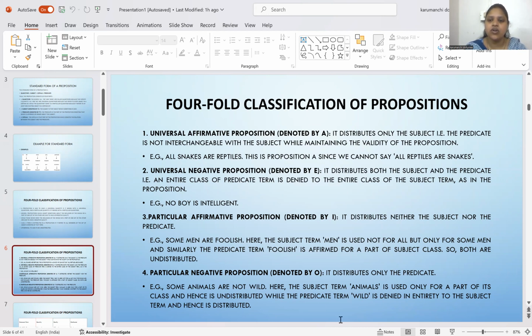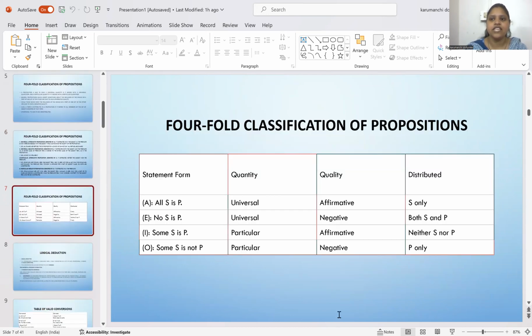It distributes only the predicate. Example: some animals are not wild. Here the subject is animals. It is used only for a part of the class and hence is undistributed. While the predicate term wild is denied entirely of the subject term and hence it is distributed. And here we can see the table of the statement forms.